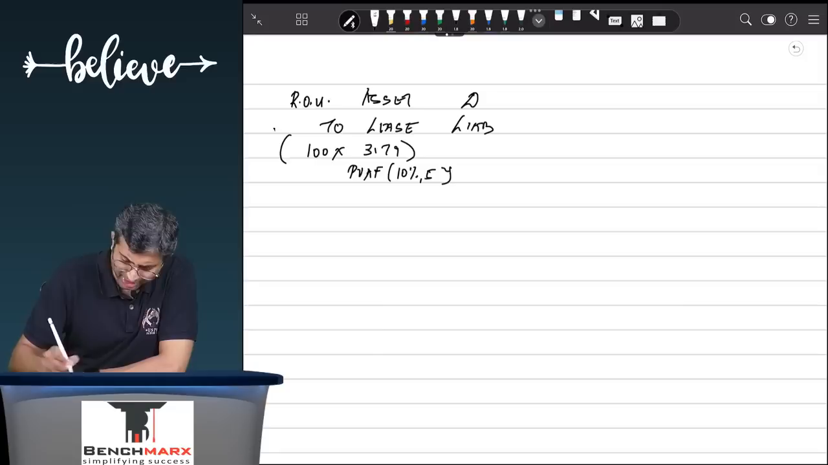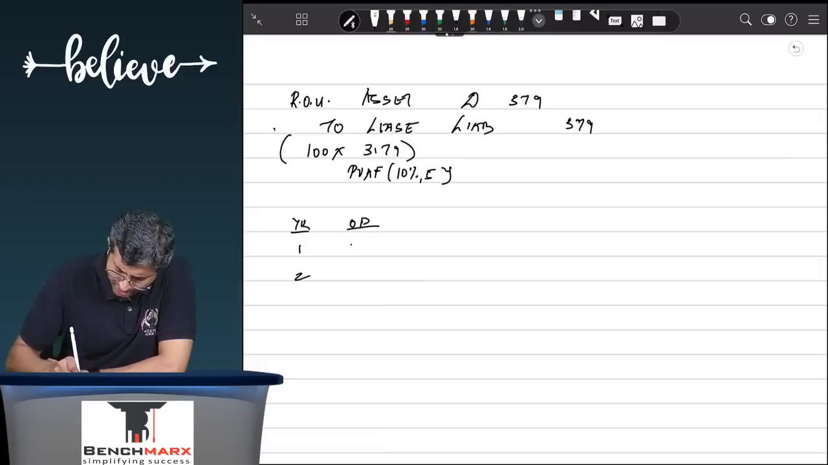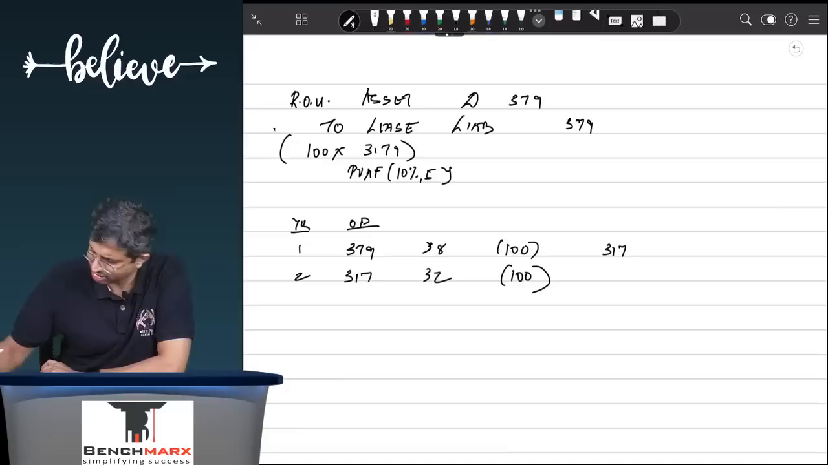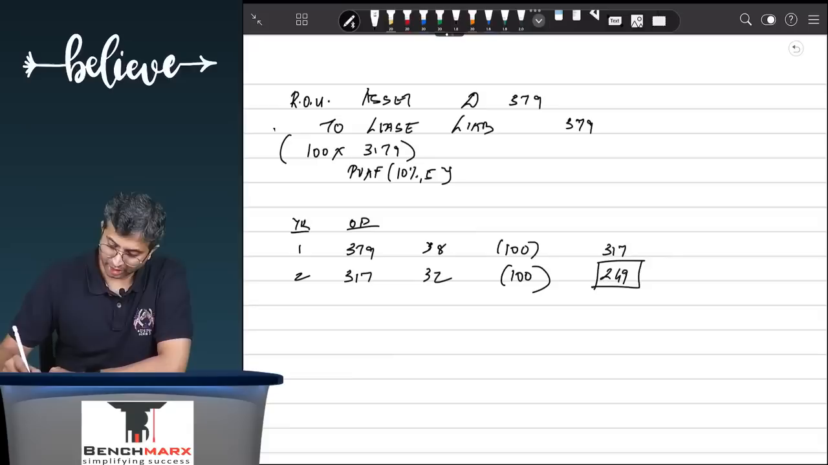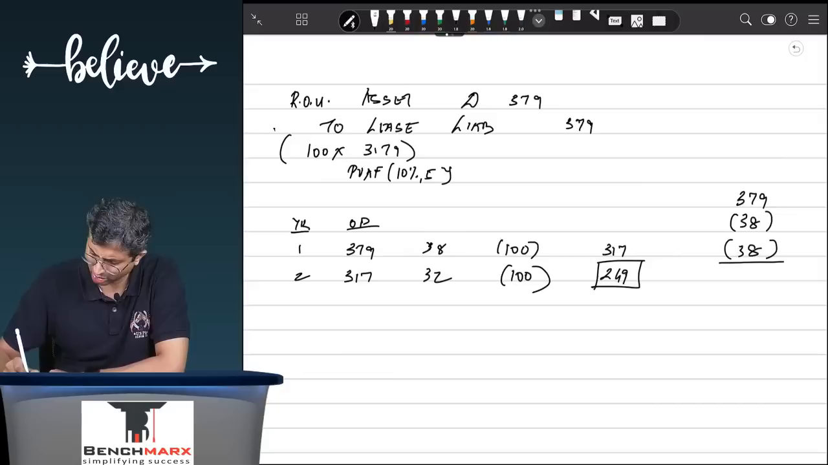You thought renewal will not happen. So 379. You had prepared amortization tables for 2 years. So your opening is 379, 38 interest, 100 is payment, and your closing is 317. Again 317, 32 interest, less 100. So 317 plus 32 less 100 will come to, let us say, 248 or 249 as the case may be, 249. Now let us say your lease liability is at 249, your ROU asset 379 minus depreciation of 38, minus depreciation of 38, comes to around 303.